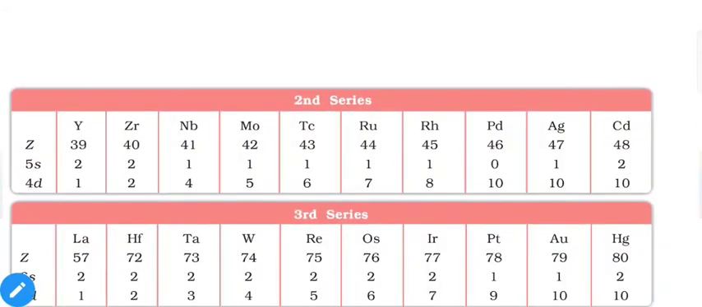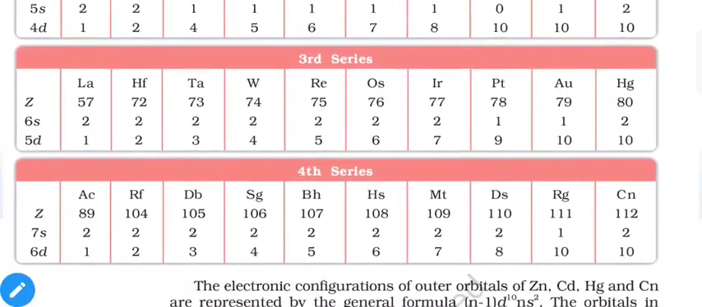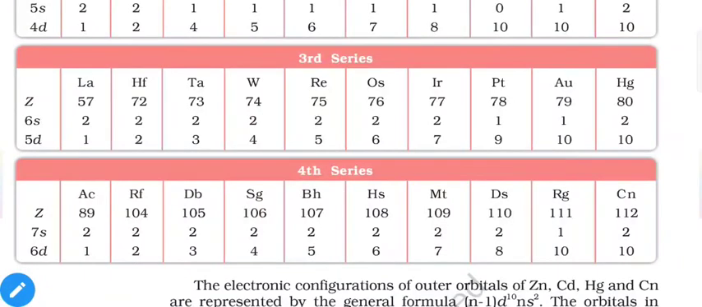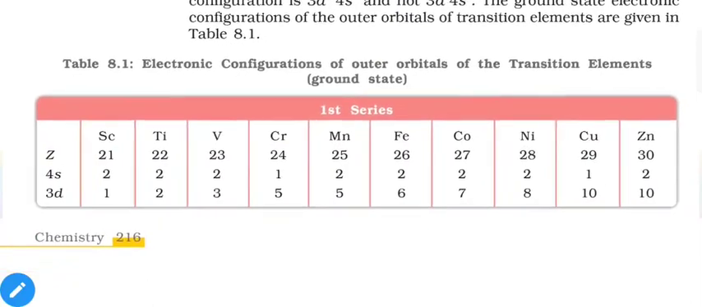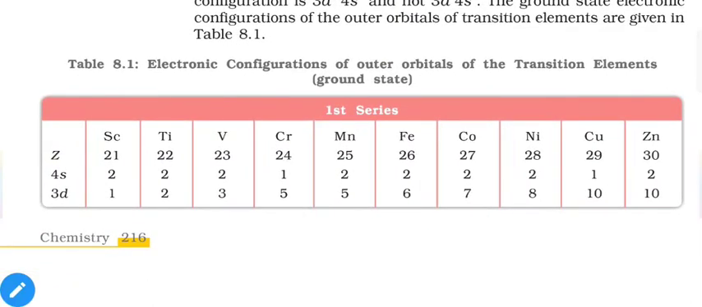So this is the second series, Y to Cd, La to Hg and Ac to Cn. These are the elements which we are going to study, and we are going to study in detail these first 10 elements in the next lecture.